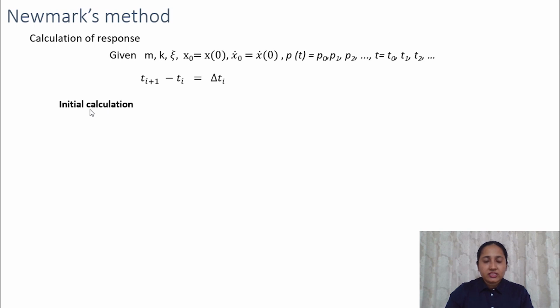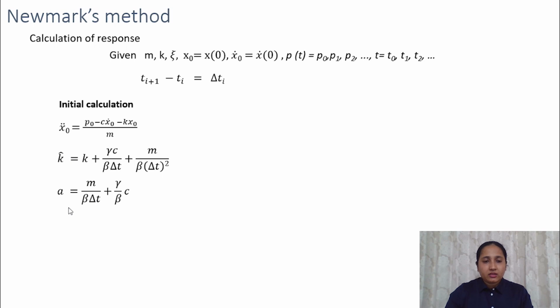And we can do some initial calculations. The initial velocity and displacement are known to us, so we can calculate the initial acceleration using the equation of motion. Then we can calculate the effective stiffness given by this expression. All these values are known to us, so we can calculate this value for the effective stiffness. And we can calculate these coefficients a and b given by these expressions. This will contribute to calculating the incremental force.